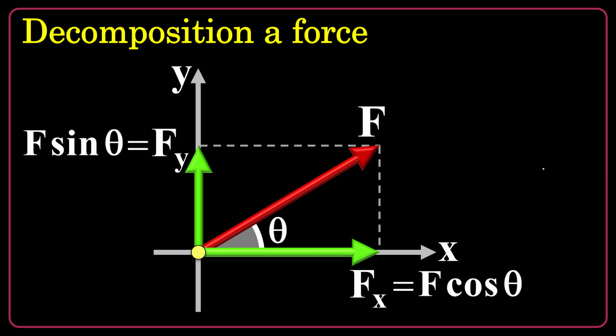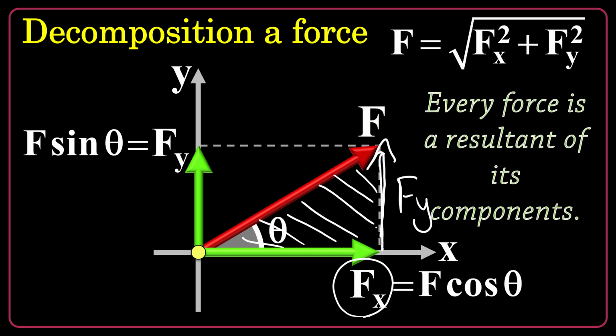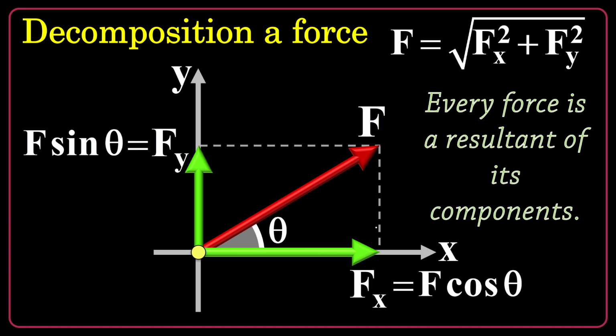Let's have another perspective. Here we have a right triangle. The horizontal side is Fx, the base, and the height is Fy. Based on the Pythagorean theorem, we expect F to be the square root of Fx squared plus Fy squared. So actually we see that the original force is the resultant force of its components. When I make a decomposition, I exactly find the constituents of that vector on the horizontal and vertical axes, as they will make a resultant equal to the original force.